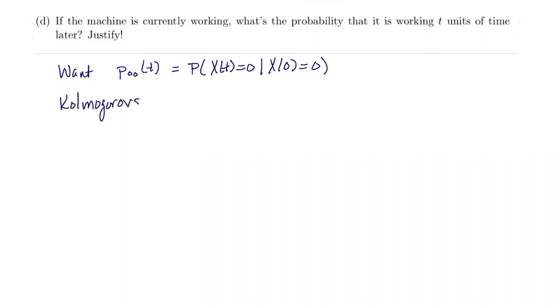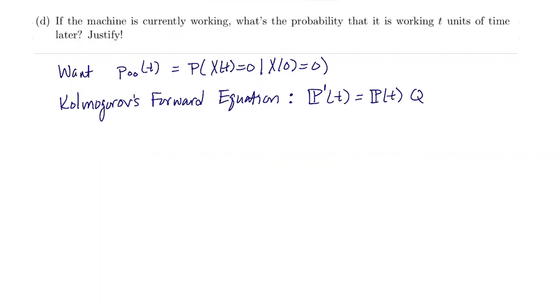Kolmogorov forward equation. This is the one that says that if you take the matrix filled with transition probabilities over a specific period of time, P, that the derivative of that, which is element-wise derivatives with respect to t, is going to be the matrix times the generator matrix.